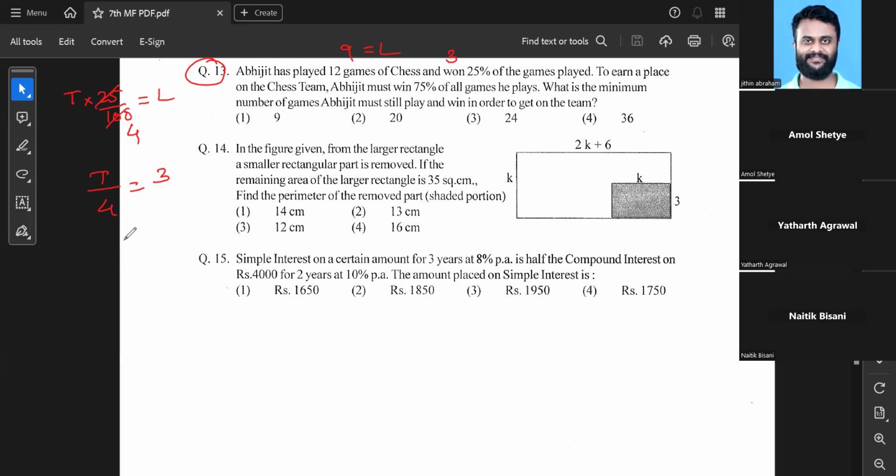The losing matches will be equal to 9. Lose over here is 9, I took another number. So 9 multiplied by 4 is 36. Now the total is 36 matches, out of which he has already played 12 matches previously, and we have to check how many more matches to play. So 36 minus 12 is 24 matches still to be played.